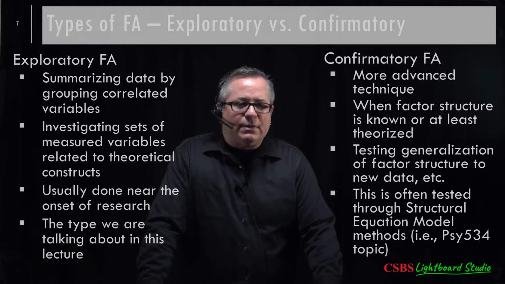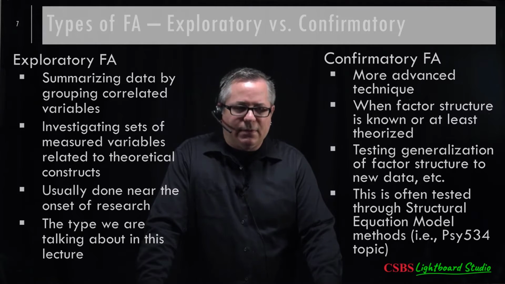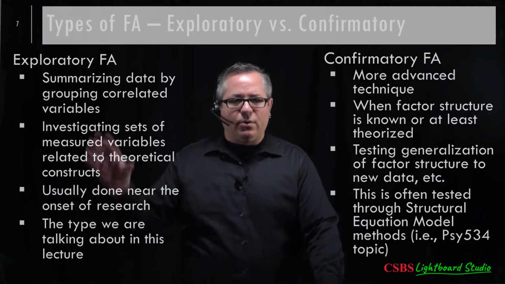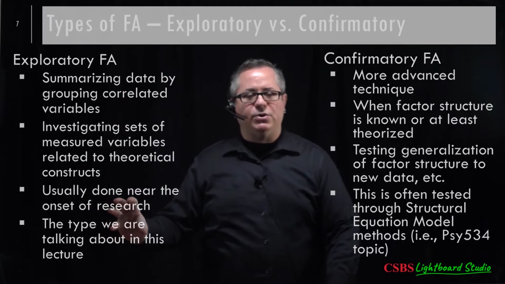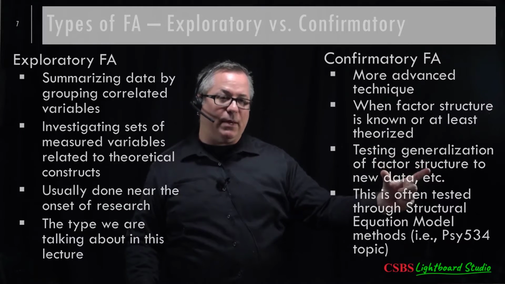Confirmatory factor analysis, in a sense, is doing the same thing, but it requires that you know a little bit more about the data. Because you're confirming the factor structure, you've got to know what the factor structure is before you actually do a confirmatory factor analysis. So it's more advanced. You have to know the factor structure, or at least have some theory about how the items should go together. Once you identify what this factor structure is, you can then try to generalize that factor structure to new data by confirming it.